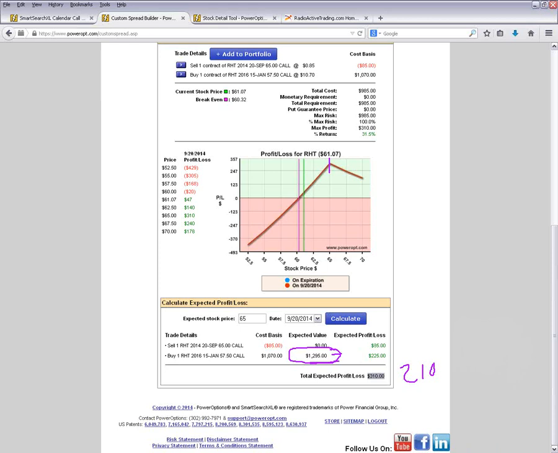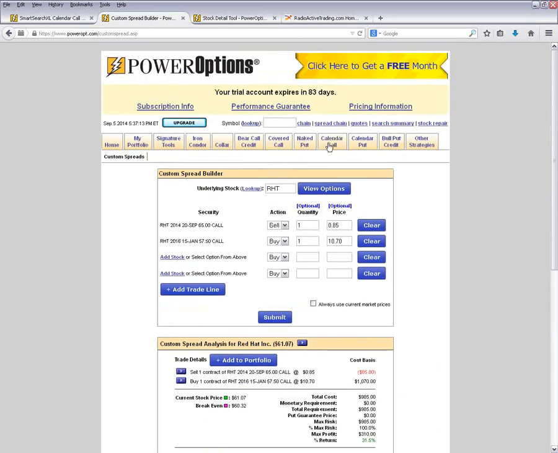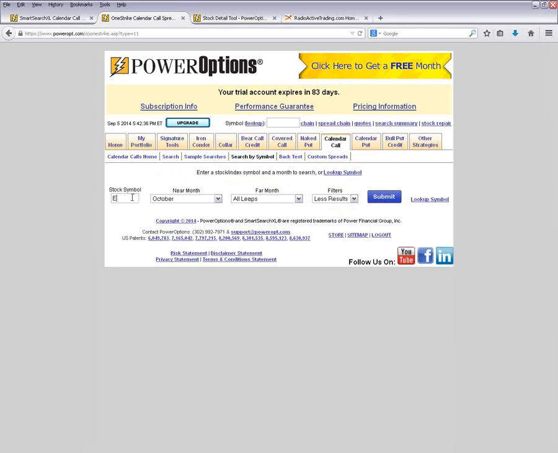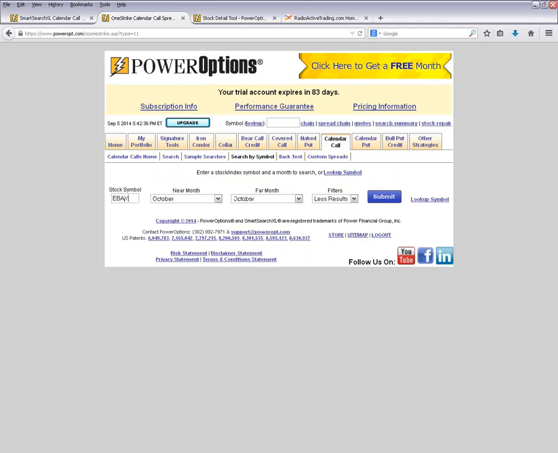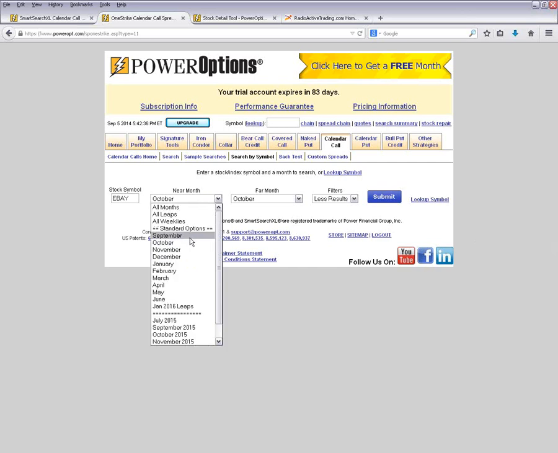Now, you asked about this volatility skew of over 2. Let me take a look here. I'm going to go to search by symbol for calendars. I don't know if I'm going to get the right one. Let's use Rick's example on eBay. And I am buying in October, right? And I'm selling the September 12.